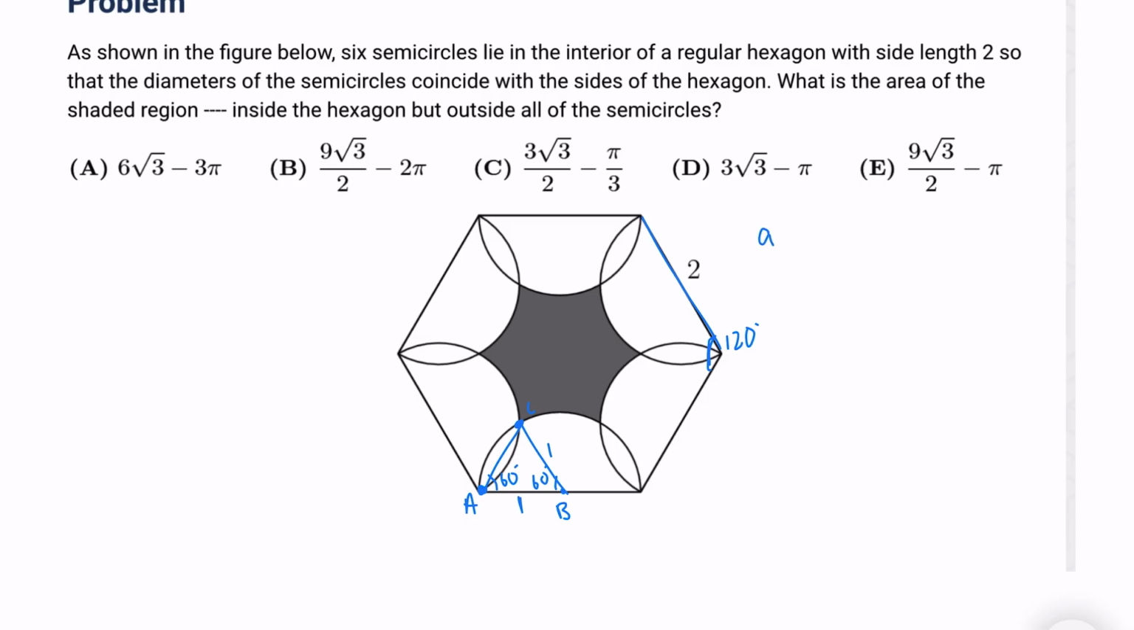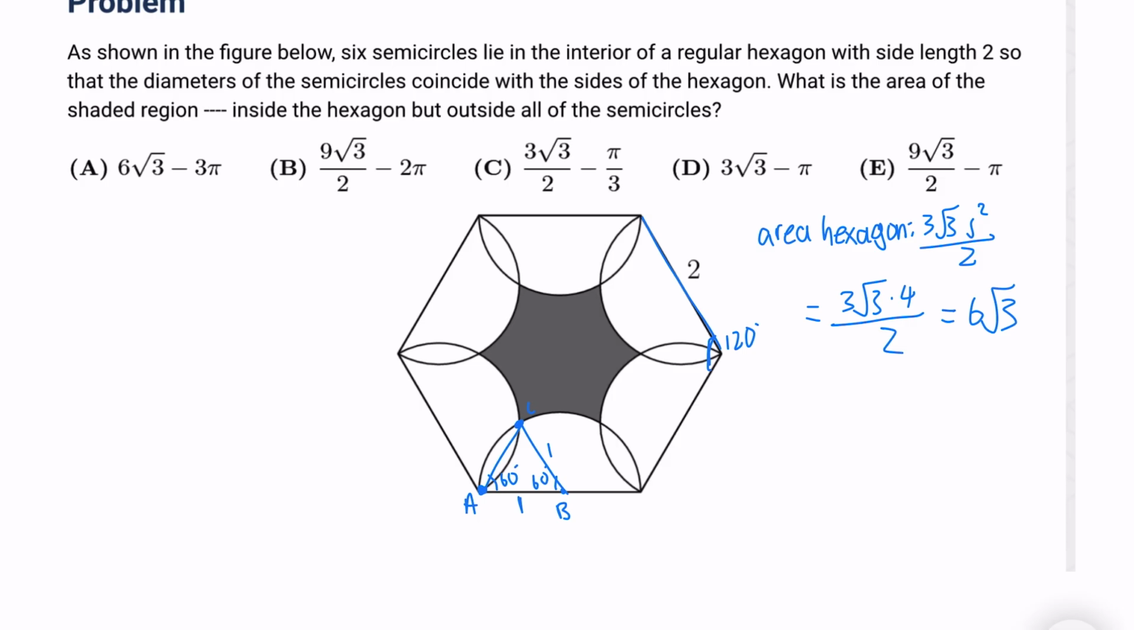Well, the area of a hexagon can be found with the formula 3 times the square root of 3 times s squared over 2, where s is the side length of the hexagon. So in this case, our area would be 3 times the square root of 3 times 4 over 2. And this can be reduced to 6 times the square root of 3.